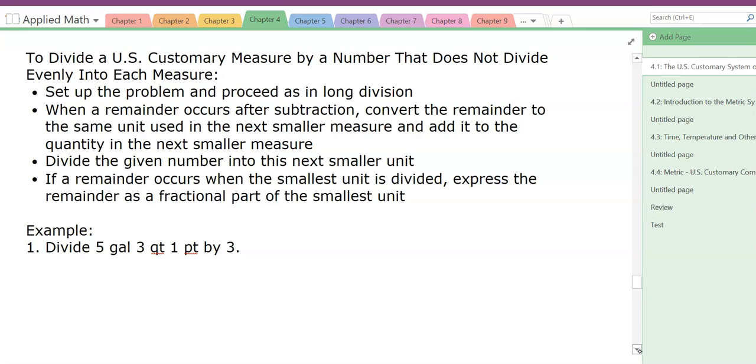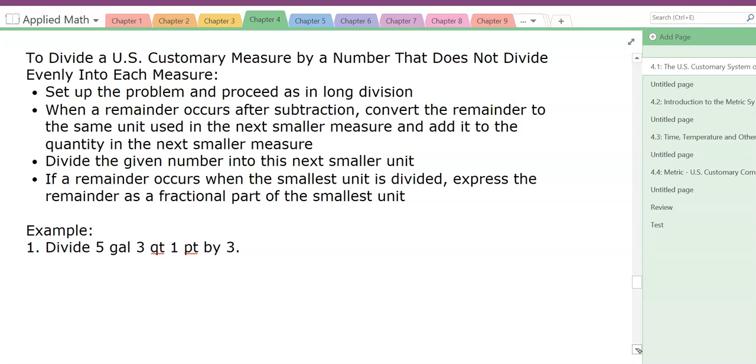So if you have yards, feet, inches, you're going to divide by yards first. When you get to your remainder, you're going to convert the remainder to inches, add it to the inches that you have, and then do long division again, or to feet, and then you'll do it to inches for the last one. So I'm going to show you how to do this.